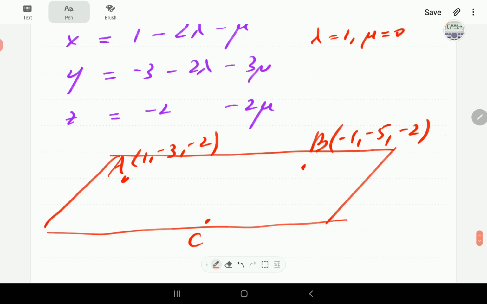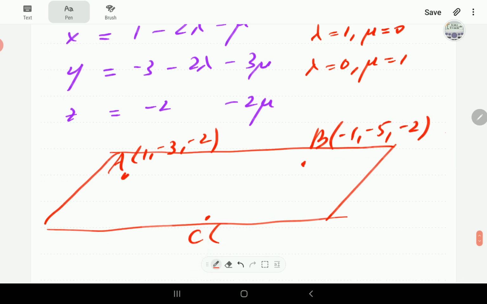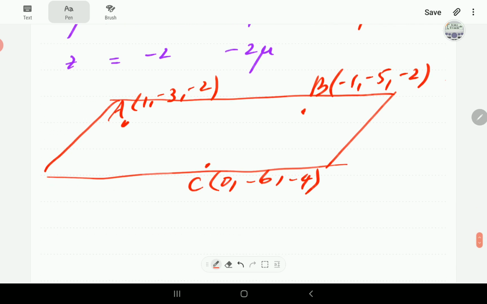We can actually get 3 vectors from this. Suppose we go for lambda equals 0, mu equals 1. So x is going to be 1 minus 1, which is 0. y is going to be -3 minus 3, which is -6. And z is going to be -2 minus 2, which is -4. So we have got 3 points on the plane.